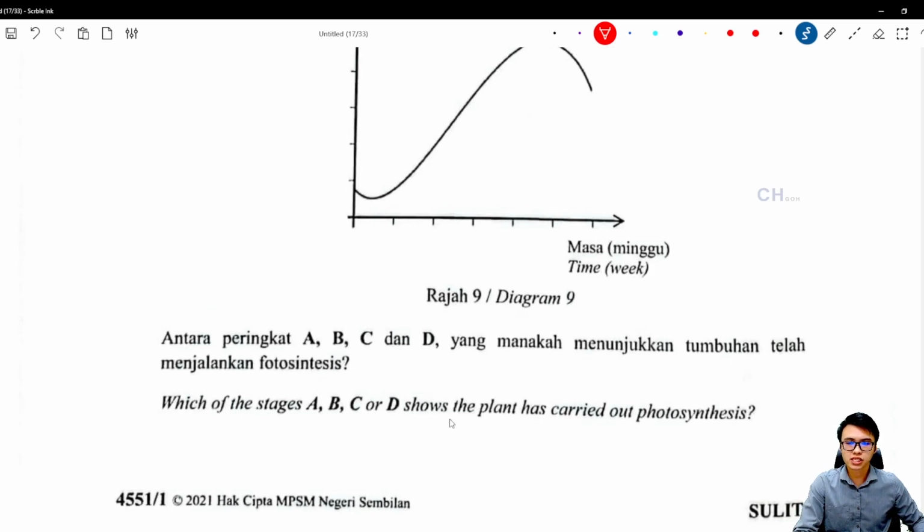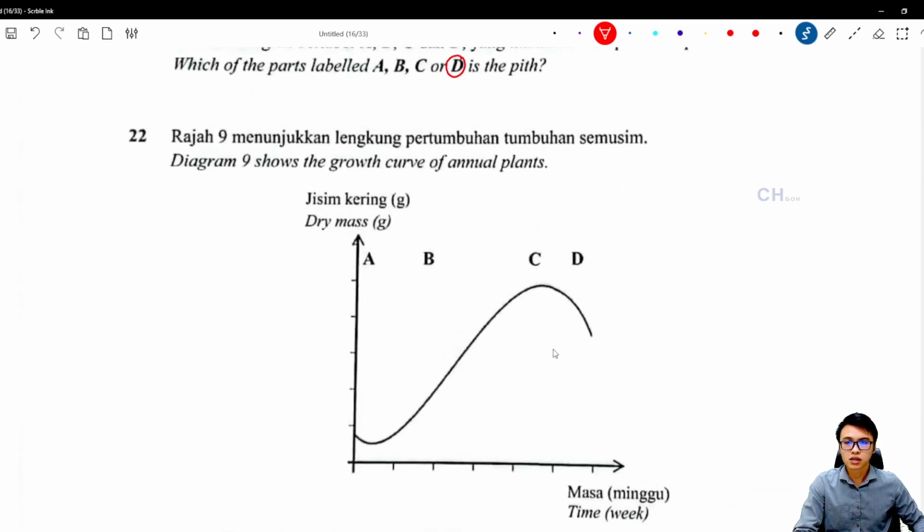Which stage, A, B, C or D, shows the plant has carried out photosynthesis? If they carry out photosynthesis, they can produce glucose. Glucose is the food and the product of photosynthesis. When they have the food, they will store it, and when they store the food, they will increase in mass. So you can see at stage B, the mass is increasing exponentially. So the answer here should be B.